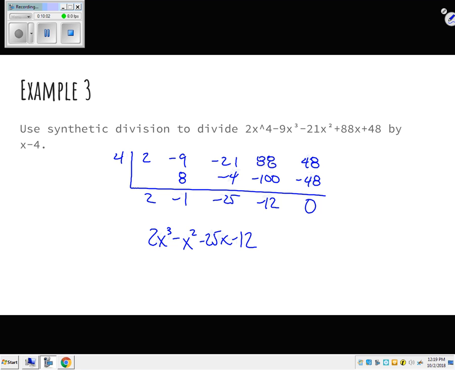Yeah, I got 2x cubed minus x squared minus 25x minus 12. Now, my remainder on this one is 0, so I can just leave it off. And also notice that my degree on my polynomial, my highest exponent, is 3 on this, which is 1 less than when I started with. So it should always go down by 1 on this synthetic division.